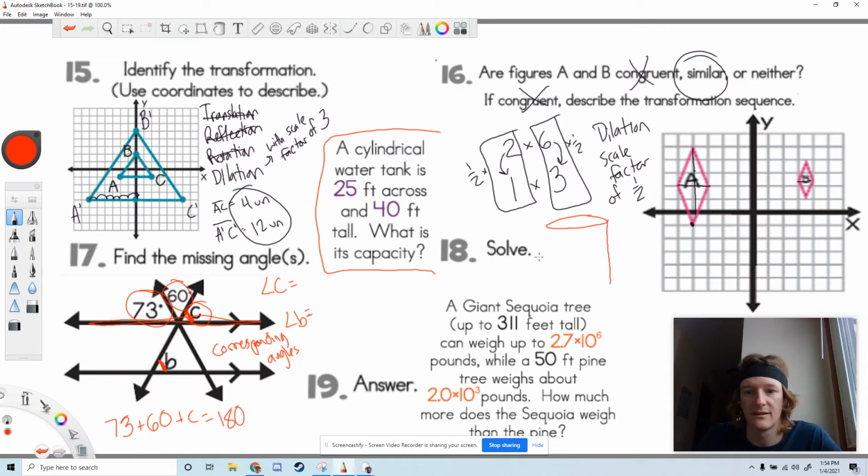So it's like a cup. A cylinder, you know what a cylinder is. It's 40 feet tall, and its diameter across is 25 feet. So we want to know how much water can fit in this. Capacity means inside. How much water will fit in here? So we need to find the volume.